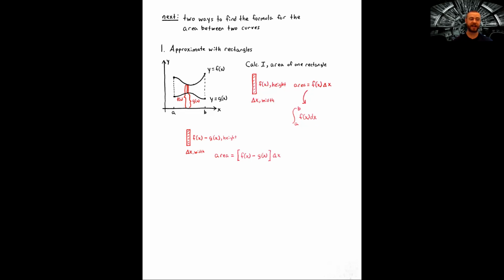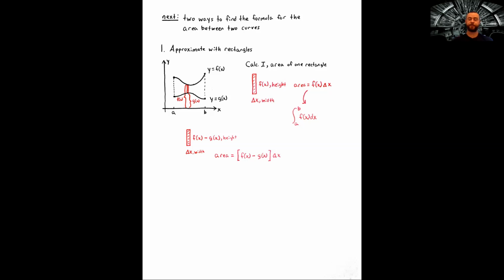The distance from the x-axis to the bottom curve, or the bottom of the rectangle, is g of x. If we subtract those values, we get the distance between those two curves. So the height of our rectangle is now f of x minus g of x. The width is still delta x. So we multiply, and here we have the area formula for a single approximating rectangle.